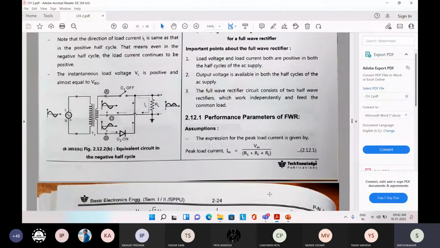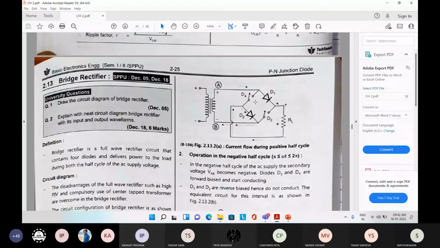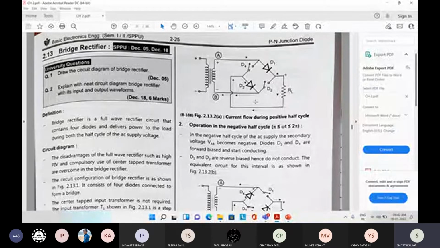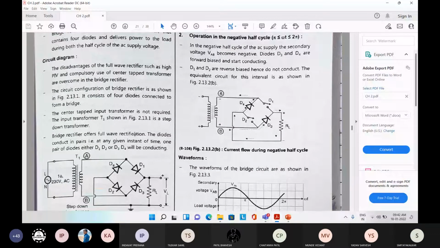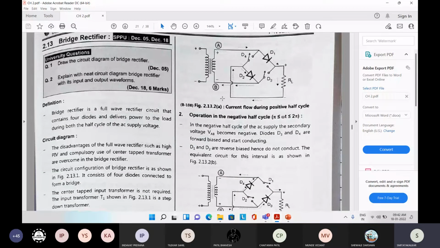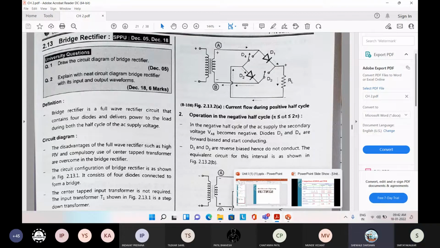Rectifier. Yes, wait. Here. Ma'am, bridge wave rectifier. Yes. Hello ma'am. In the bridge wave rectifier, in figure number 1, D1 and D2 are close switches, ma'am. Which figure are D1 and D2 in? Here D1 and D2 are close switches. And D4 and D3 are open switches. Ma'am explained.